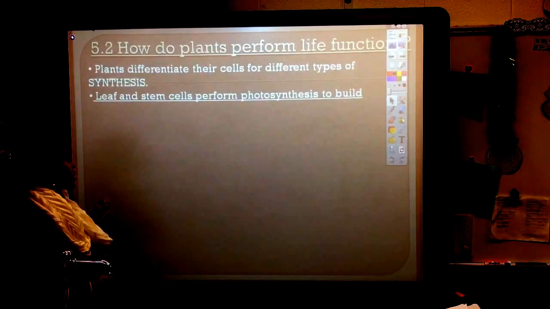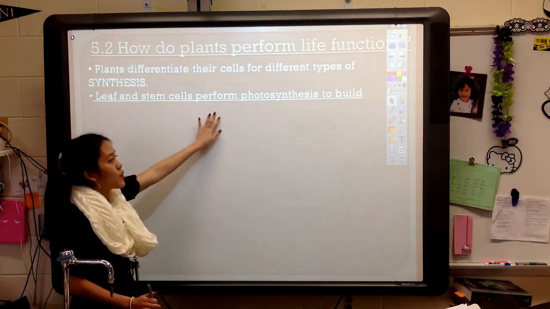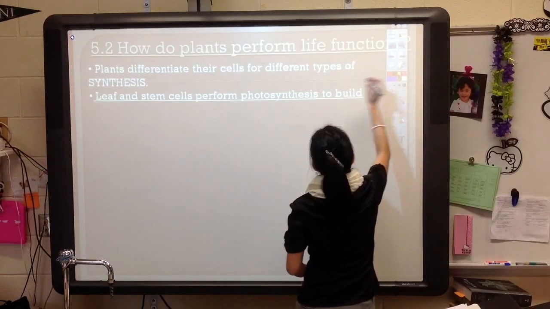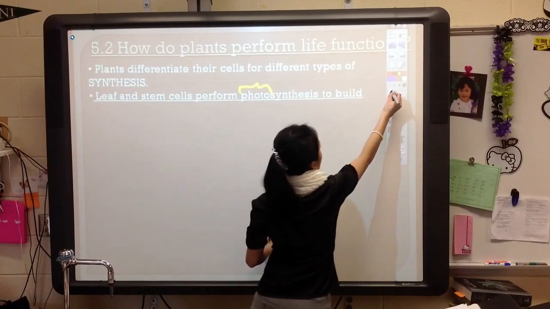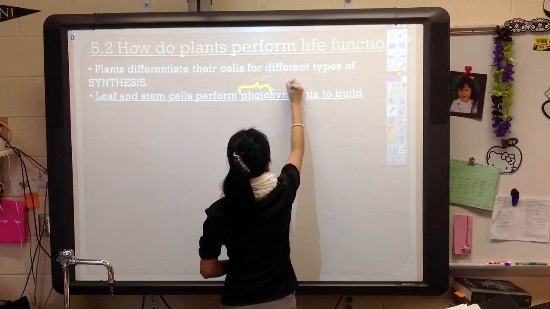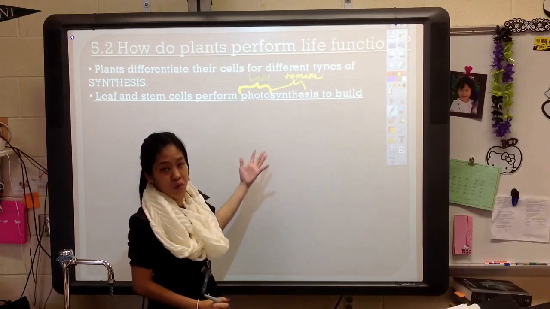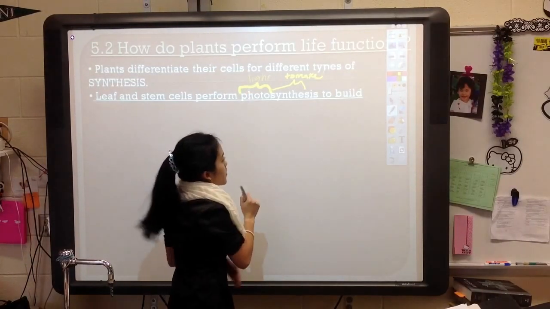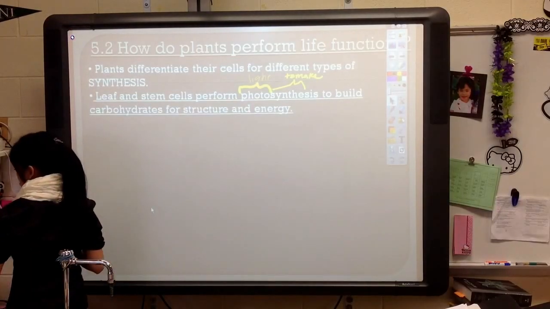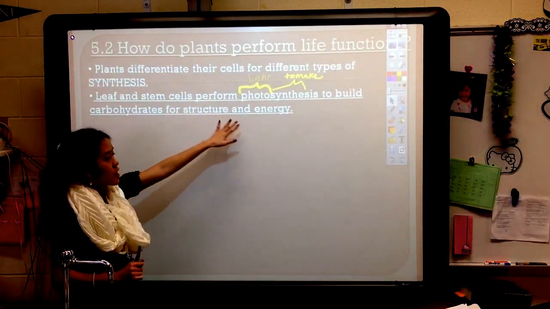So our leaf structure and our stem structure of a plant are both going to be able to have cells that perform photosynthesis. Photosynthesis is going to mean, photo referring to light, and synthesis, remember, means to make or build. So you're going to make or build food, actually, using light. So photosynthesis. And when we're using that light, we're going to build up carbohydrates for structure and energy.